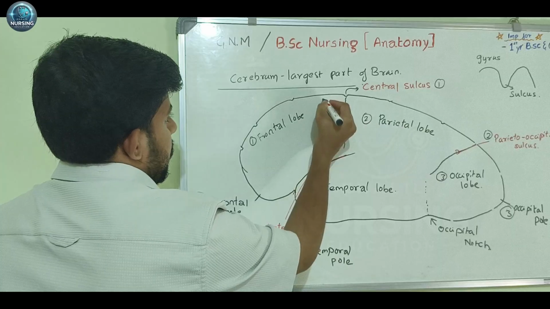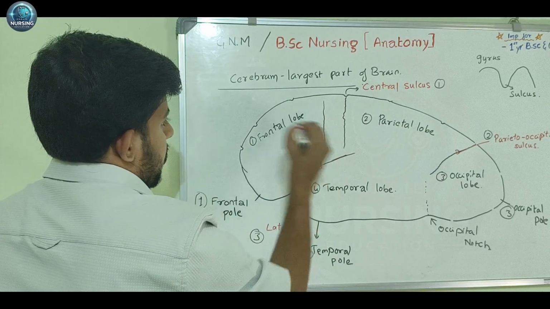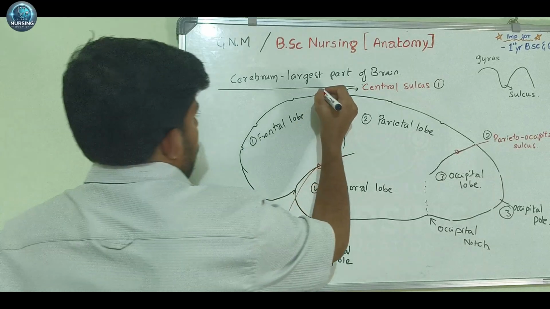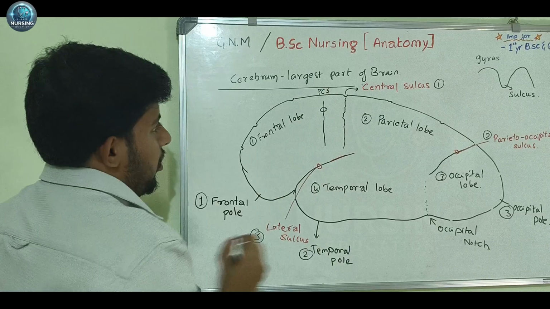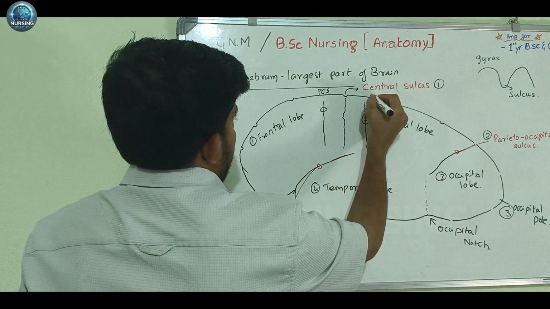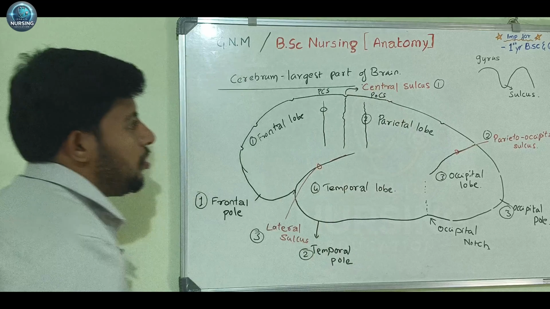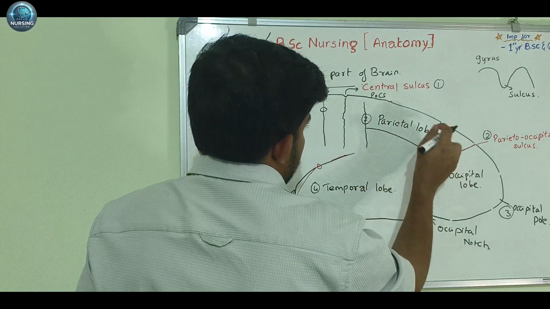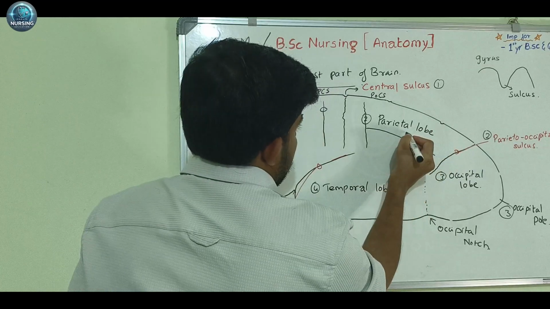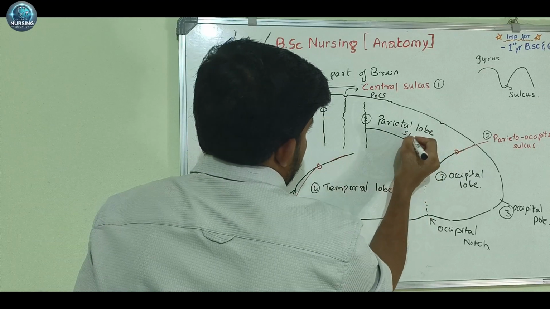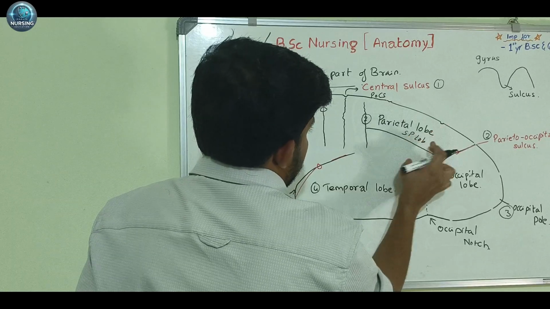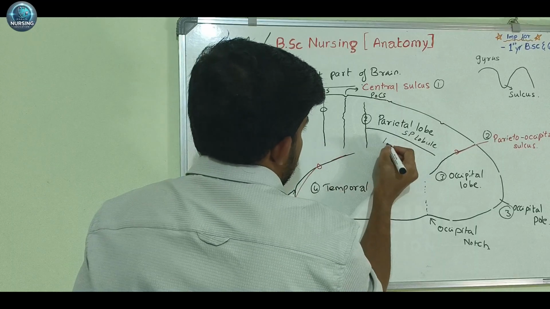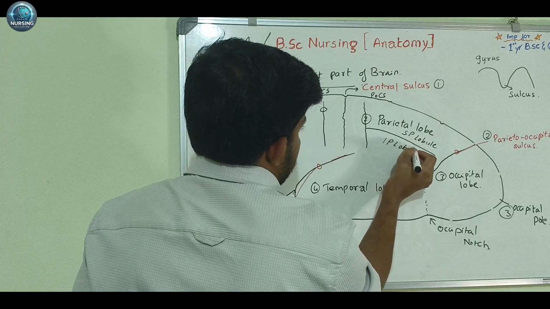Here we have the pre-central sulcus, which is before the central sulcus. And this one is called the post-central sulcus. The parietal lobe is divided into superior and inferior parts. When a lobe is divided it is called a lobule: the superior parietal lobule and the inferior parietal lobule. Clear?